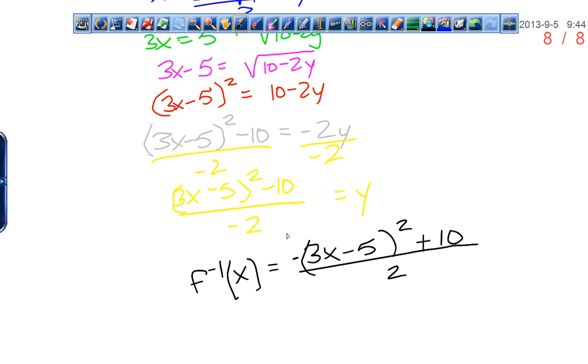Either way is correct. Here, the negative 10 divided by negative 2 is positive 10. Negative divided by negative. You could actually divide this out, so another answer could be negative, parentheses, 3x minus 5 squared plus 5, and this part's over 2. Any of that would work. Whew.